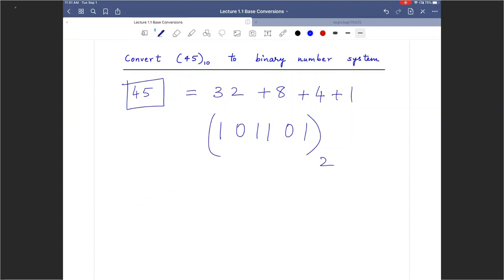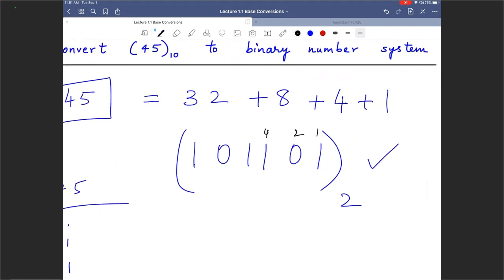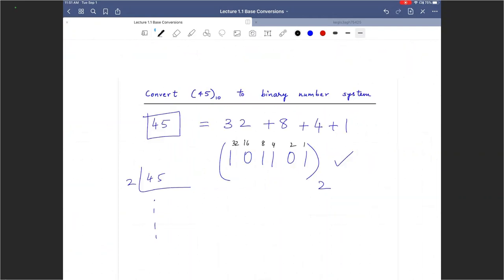As you are working with these, you will get more and more comfortable. So you don't have to divide. You could have done this, you could have done that, but this is a quicker way to get the correct answer as well. And you can check it. Multiply this with 1, 2, 4, 8, 16, and 32, and add it up. You will get back your number, 45 base 10.